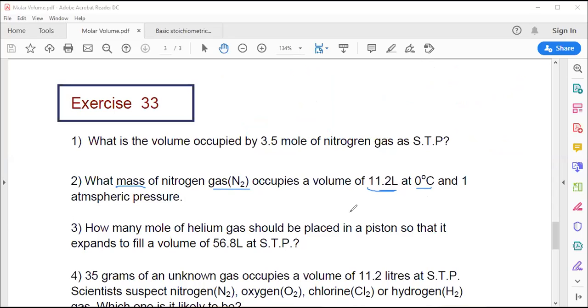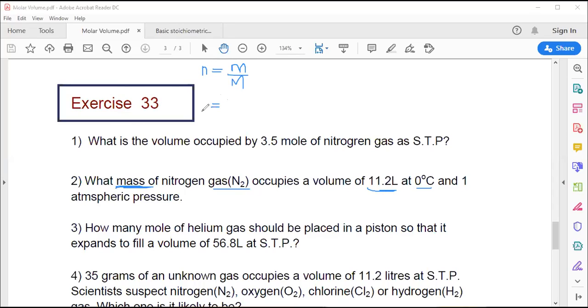At STP, what do we know? We know molar volume is 22,4. But here we need mass. But for mass, what equation do we use? We use number of moles is equal to mass over molar mass. We are looking for mass, all right?